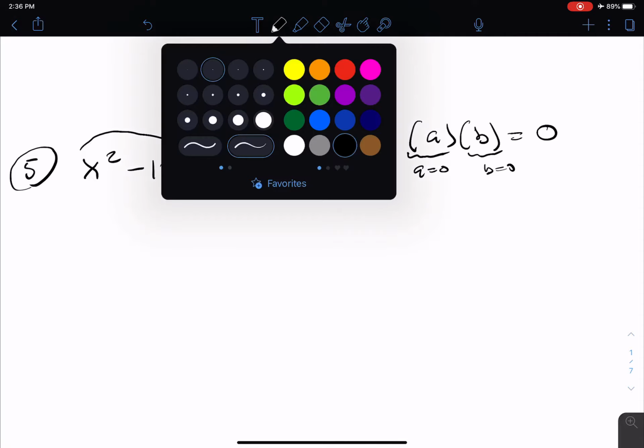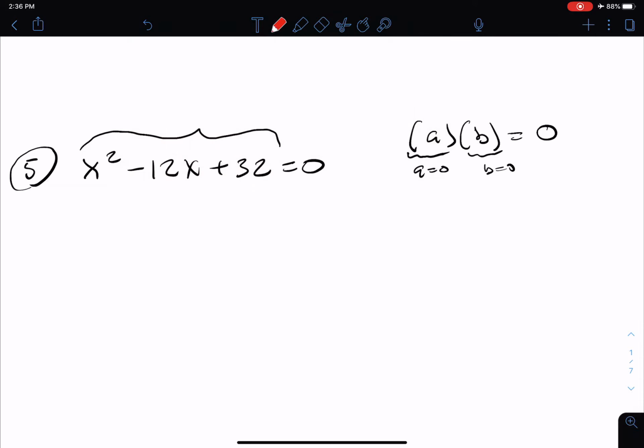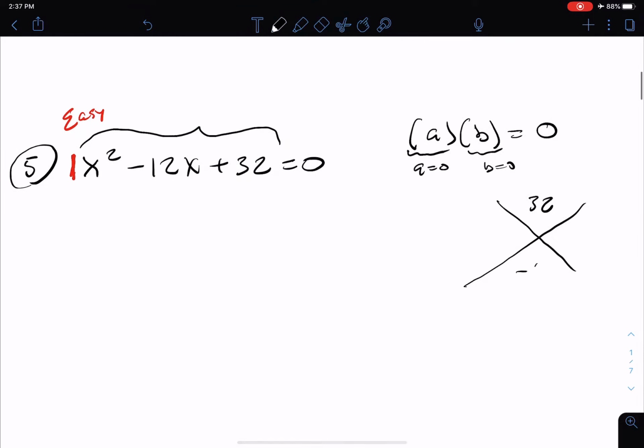Now remember, when you have a quadratic that has a leading coefficient of 1, I call them easy. I call them easy because all you have to do is see what two numbers will multiply to 32 and will add to negative 12. What is that going to be? You could start searching around. Of course, if they're going to add to a negative and multiply to a positive, they both have to be negative.